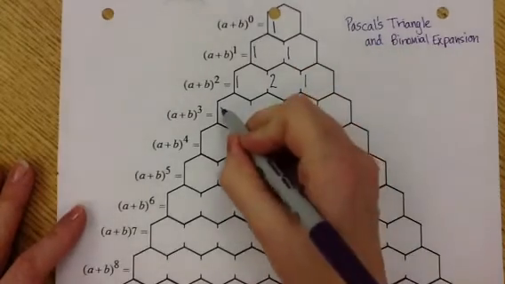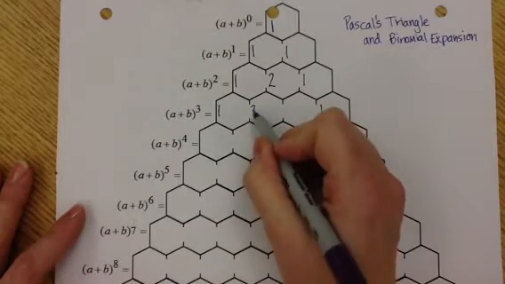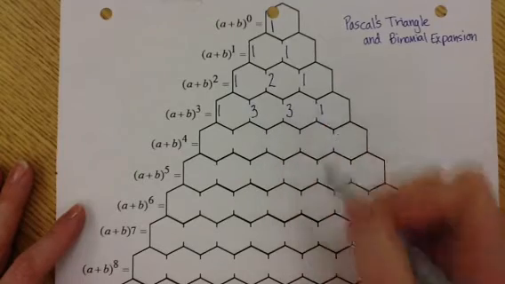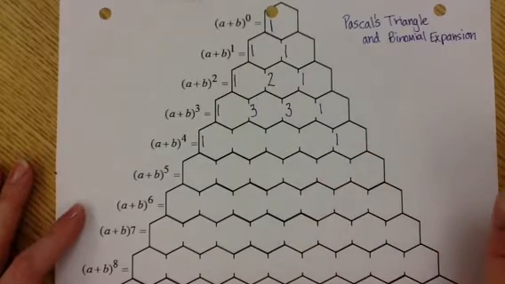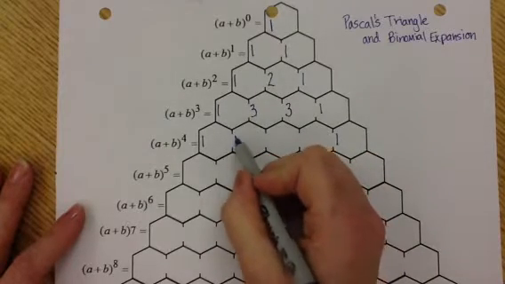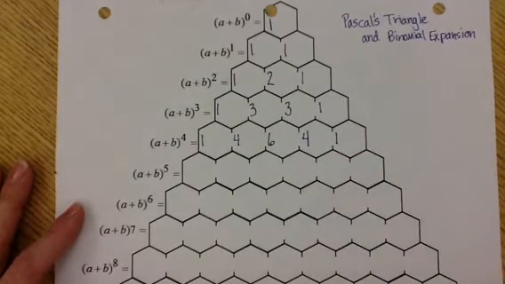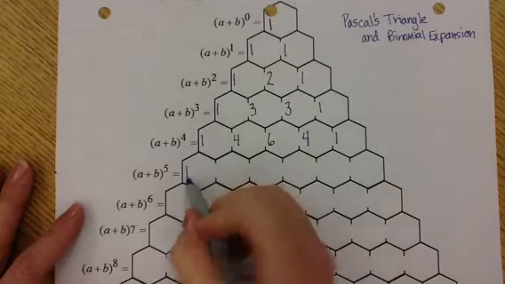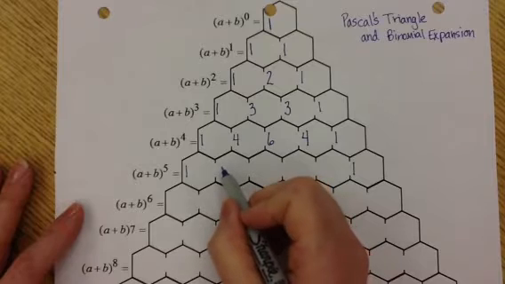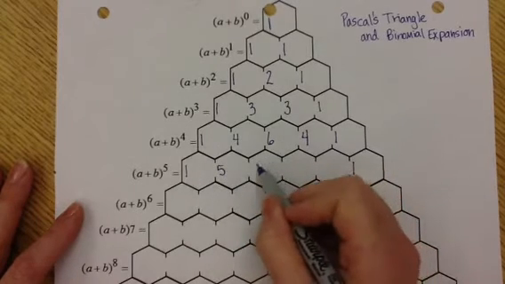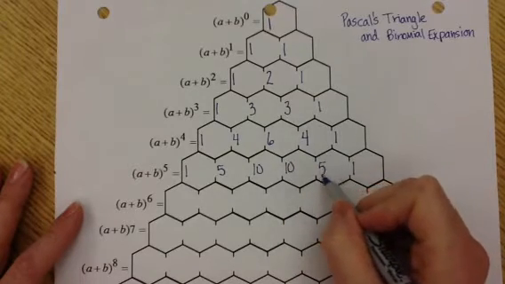And then our next row will again have 1s on the edges, and then in the middle I'm going to have a 3 and a 3. Row 4 again has 1s on the ends, and then we'll fill in the center with a 4, a 6, and a 4. Row 5 has a 1 on each end, and then as I fill in the middle, see if you can figure out the pattern. There will be a 5 here, and then a 10, and then another 10, and then a 5.